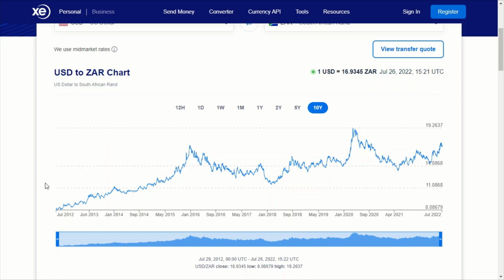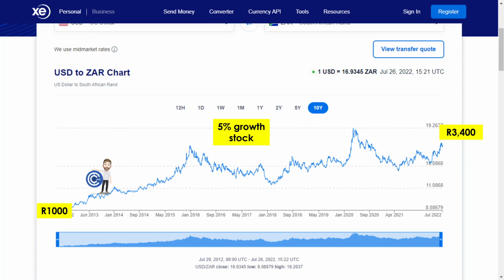Over the last 10 years, the South African Rand to the dollar has gone from 8 Rand to where we are now, around 17 Rand. What that means is if you did nothing at all except keep your money in dollars in 2012, you would have more than doubled it in 10 years. Nothing else. Now imagine the compound effect if you invested in a 5% growth per year share in dollars. Well, the answer is for every 1,000 Rand you invested, you would have 3,400 Rand today, just simply from a different currency and a very low performing stock.